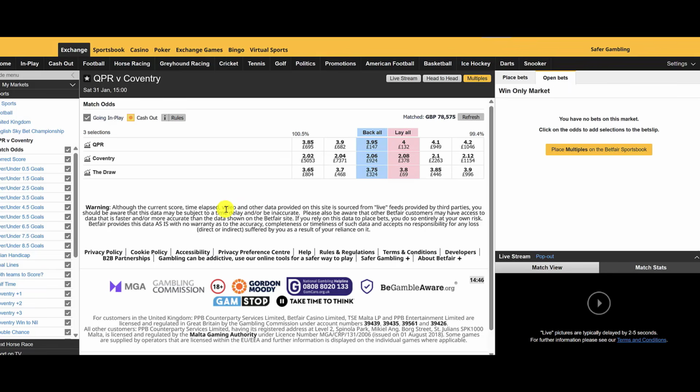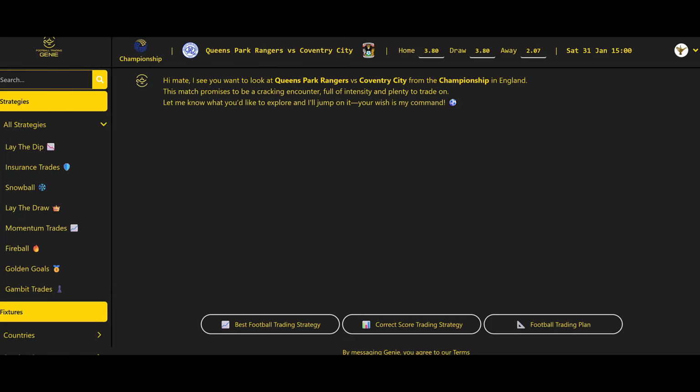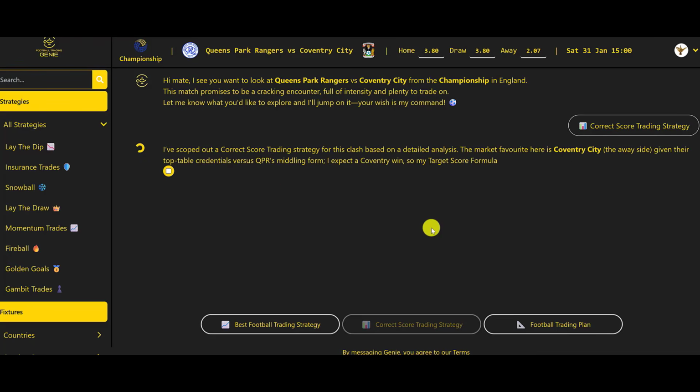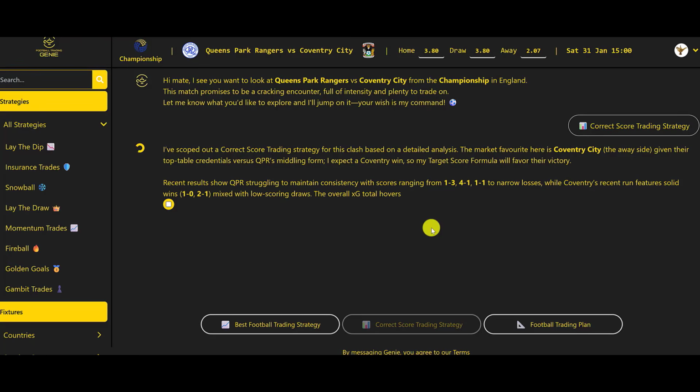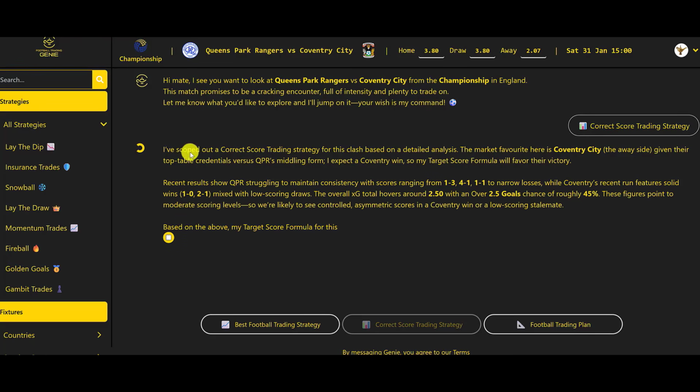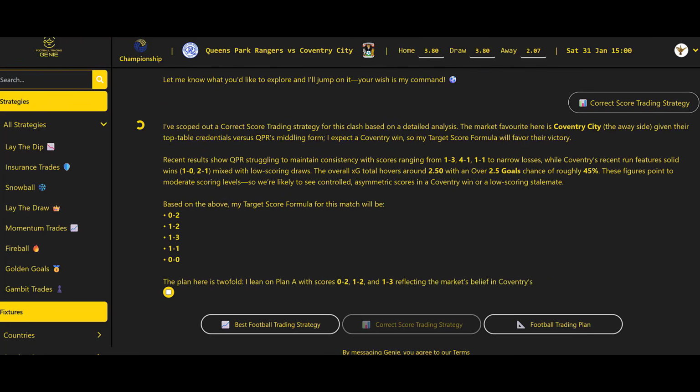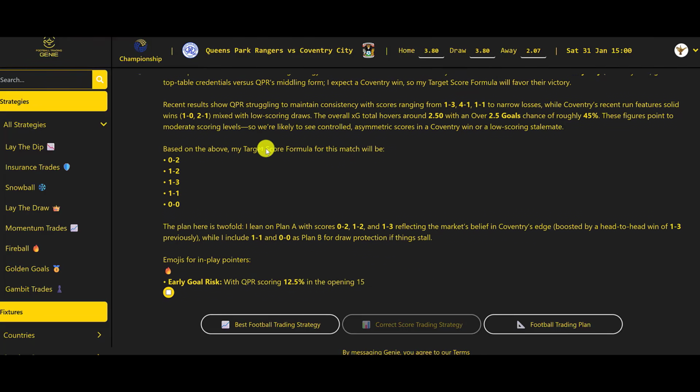So we're going to trade this match with QPR against Coventry from the Championship. We're going to trade the correct score market, and we're going to use AI to help us trade it. So head to the football trading Genie. We're going to press correct score trading strategy, and we're going to let the AI pick out our target score formula. Also tell us who we should be favouring, which I would expect is going to be Coventry.